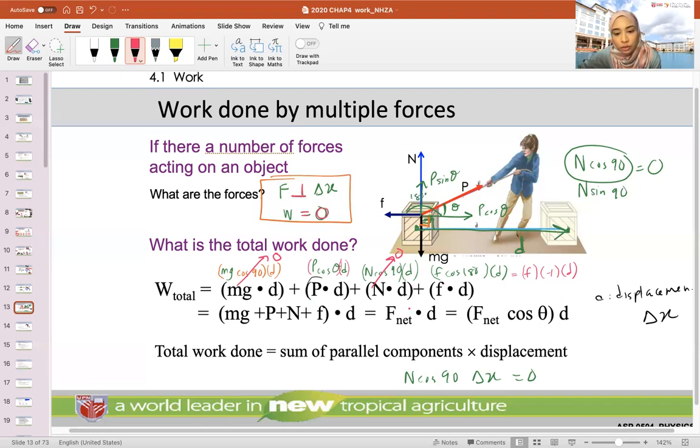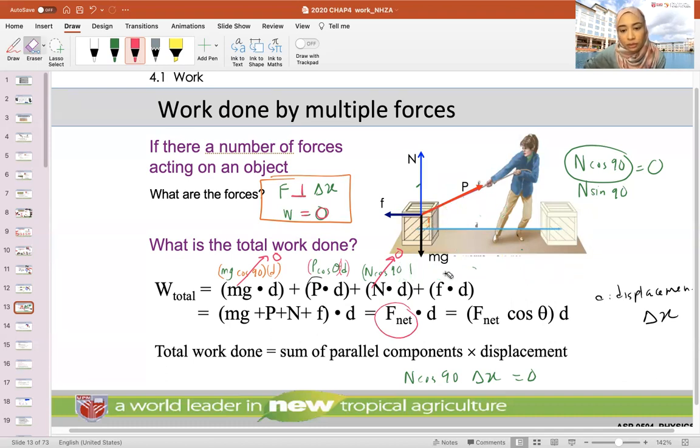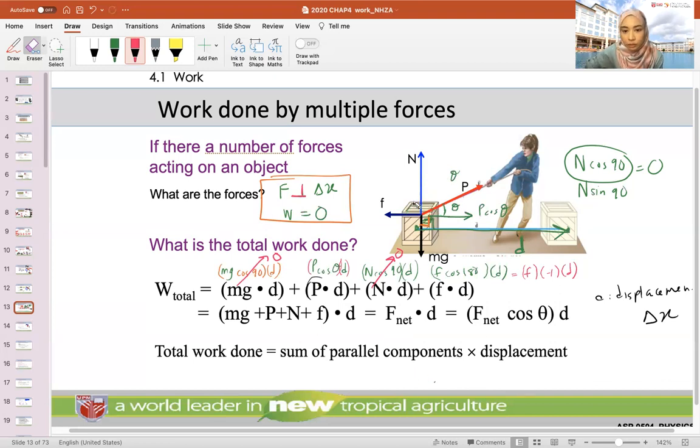What if you wanted to use F net instead? You don't want to do it one by one. You want to do F net instead. So you can do that. The F net that we are interested in is only the parallel component, because that is the only one that will give us work done. So the F net I'm interested in is only net in the fx, or net Fx. Net Fx is the only one that will contribute to my work done. So this is your F net.